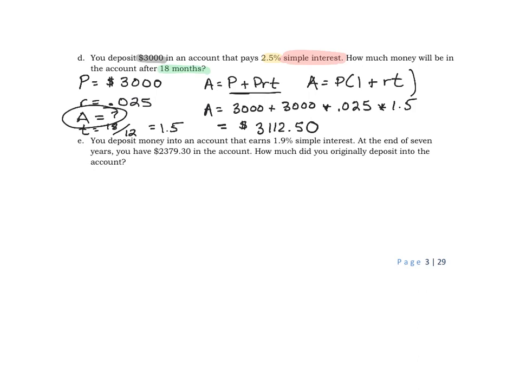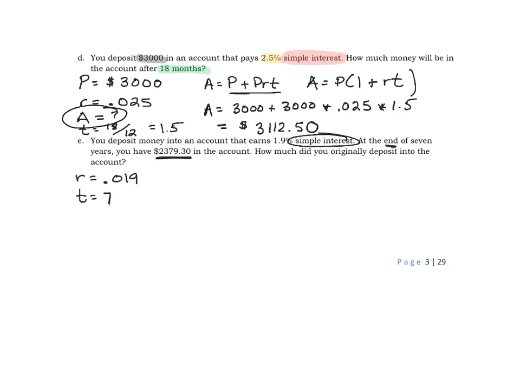You deposit money into an account that earns 1.9% simple interest. Okay, we have simple interest there. That's good for us to remember. They told us our rate. They told us we deposit money. I just don't know what that is. At the end of 7 years, well, that looks like time, you have $2,379.30 at the end of 7 years.